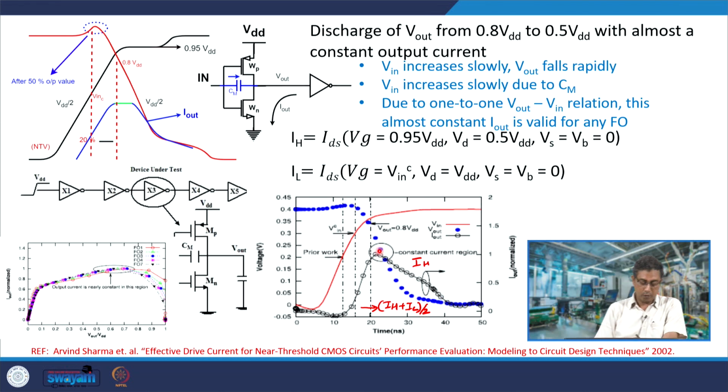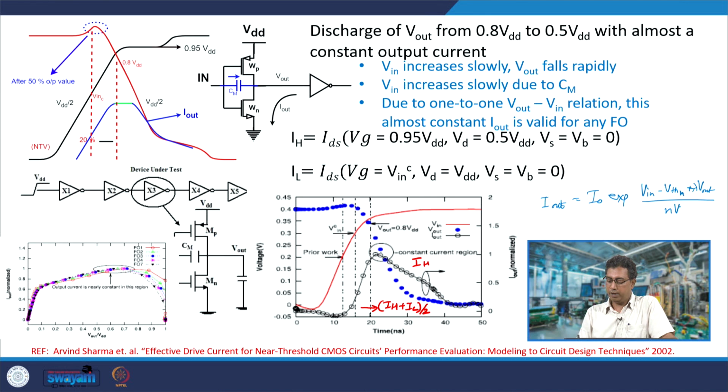Okay. And we know that output discharging current is given by exponential of V in minus VTHN minus lambda plus lambda V out, by NVT. Okay. Now, V in is between these two values, V in is slowly rising and V out is rapidly falling.